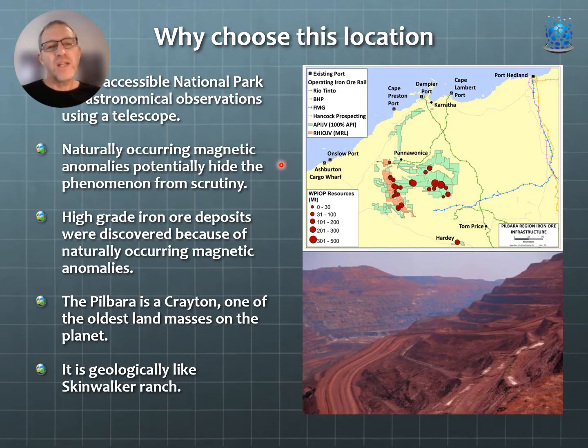In saying that, if you go down to Exmouth Naval Communications Station, there's a long history of UFO sightings around that area because of the fact that it communicates with nuclear submarines, or has done in the past. Now, there's some quite good stories and eyewitness accounts of UFOs in that region. Now, if you come inland and up towards the Pilbara, the phenomenon carries on up that way. It's an area with high-grade iron ore deposits that were actually discovered because of these naturally occurring magnetic anomalies. Now, the Pilbara is a craton, of course, one of the oldest land masses on the planet, and as I said before, it's geologically like Skinwalker Ranch.